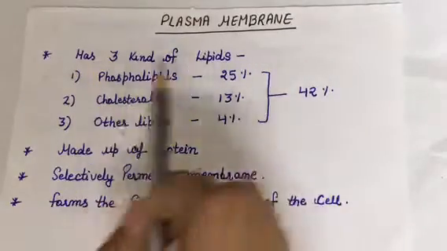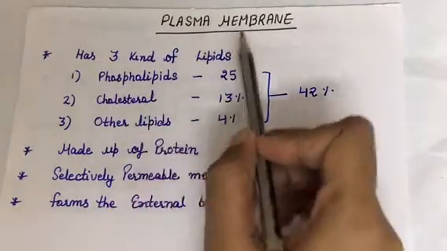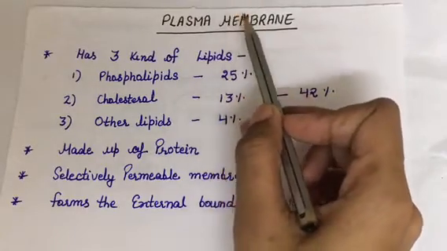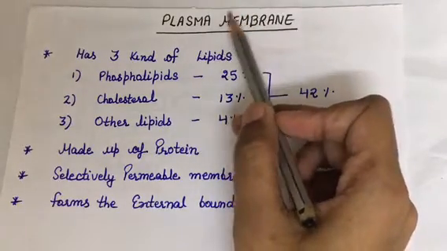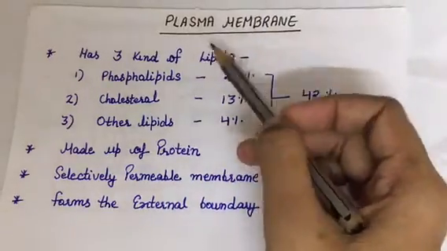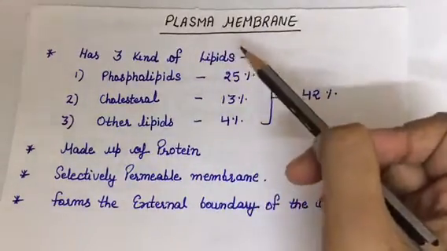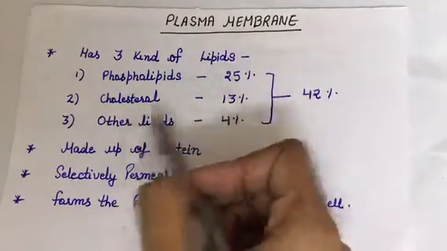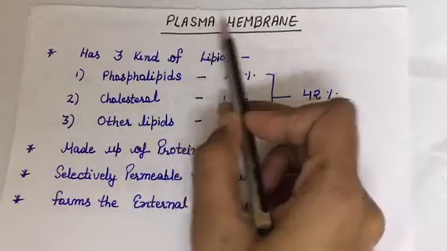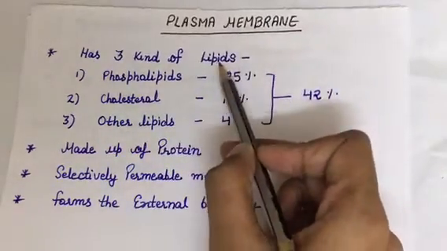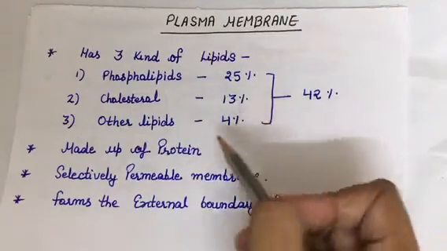So, plasma membrane. What does a membrane do? It forms a boundary both around the cell and around subcellular compartments like the nucleus, mitochondria, and lysosomes, which I'll describe in my next tutorials. So first of all, the plasma membrane has three kinds of lipids. It is made up of lipids and proteins also.